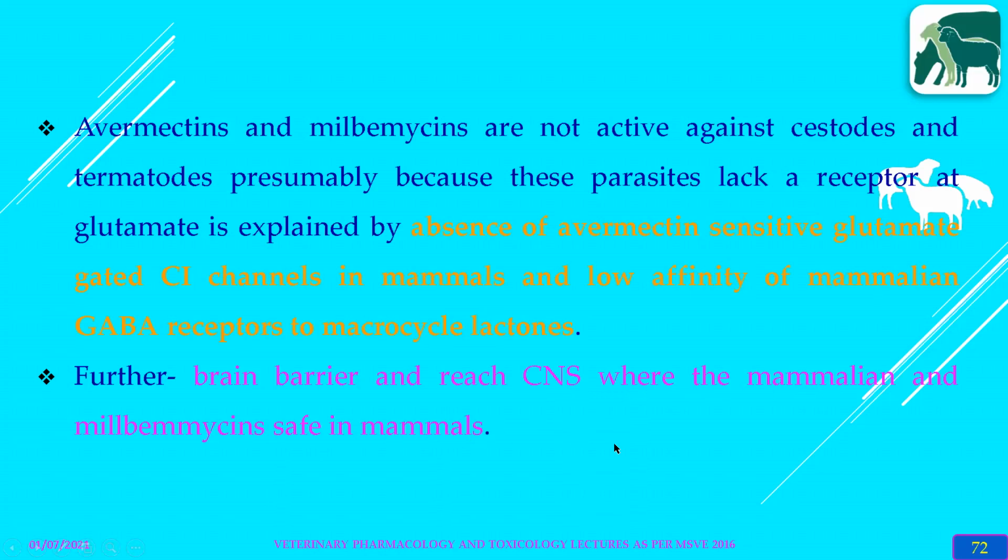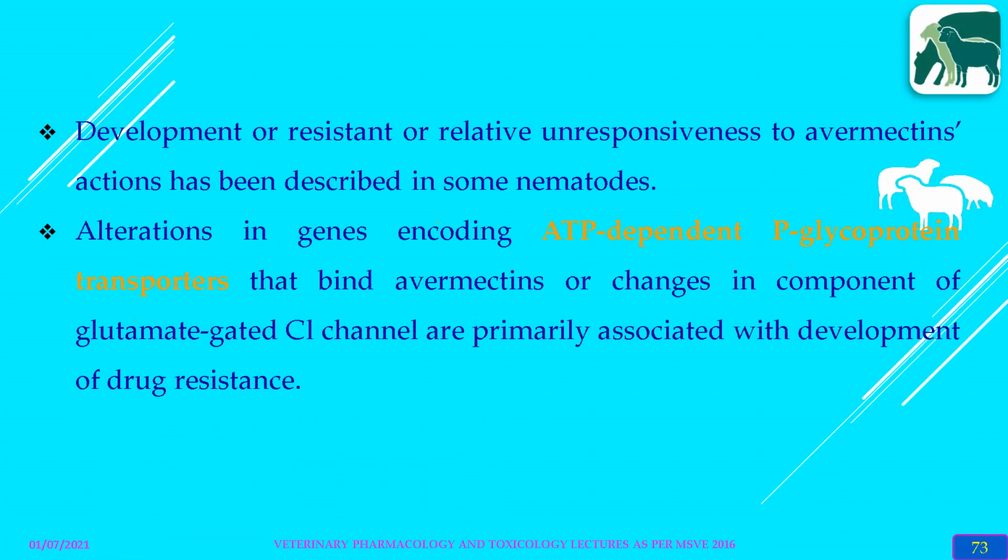Usually such channels and receptors are present only in the parasites, but not in the host. Further, the blood-brain barrier limits them from reaching the CNS in mammals, so penetration into the mammalian CNS is very low. That's why they are safe in mammals.